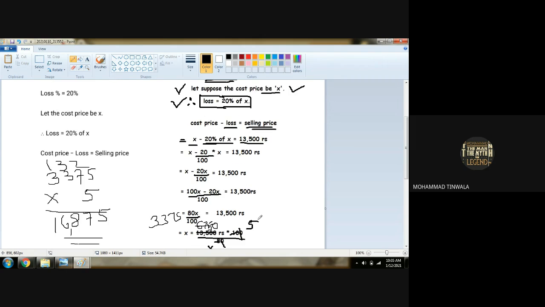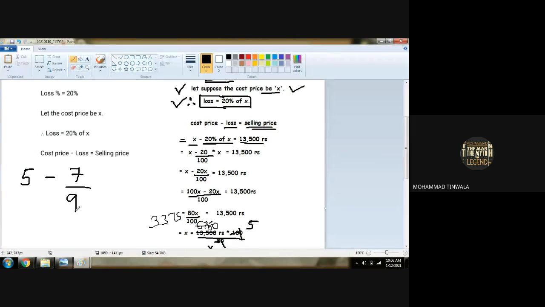Now any fraction we compare, which one is greater, which one is smaller. If we want to add, if we want to subtract, we should know whether the fractions are like fractions or not, as I said in this fraction. So like fraction check, unlike fraction check.